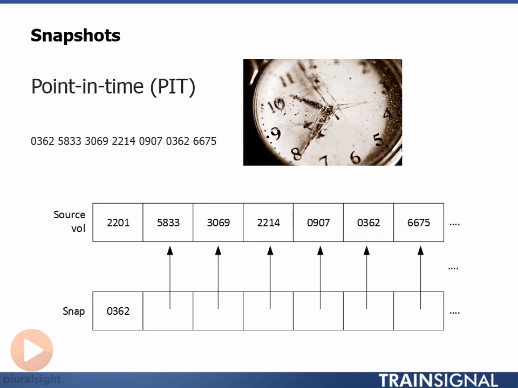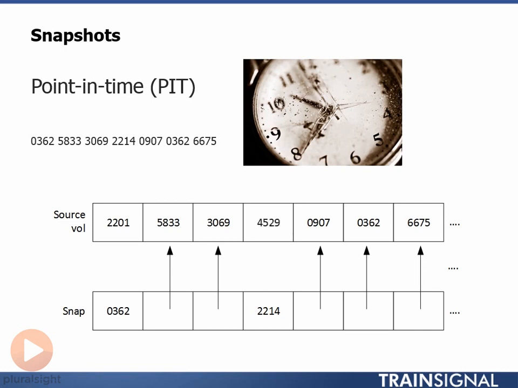Now, let's assume an update comes in for block 4 as well. Again, before updating the contents of block 4 in the source volume, the original contents are first copied to the snap volume, and then, and only then, is the block in the source volume updated.